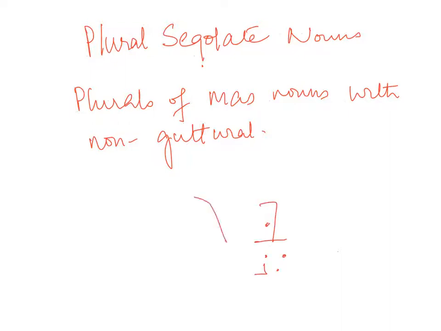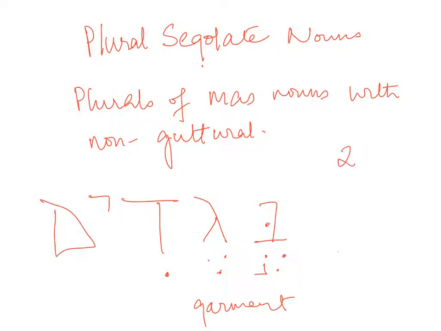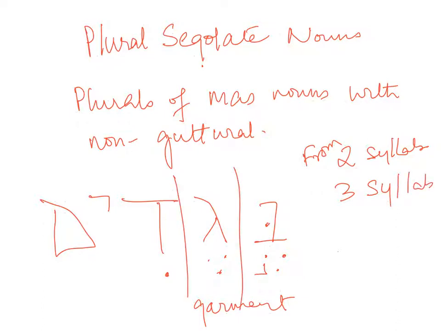Beged. Beged means garment. I want to make it plural, so masculine plural. So add the im ending to it. The moment I've added something to it, I have changed from a 2-syllable word to a 3-syllable word. Okay, so this is how it breaks up.